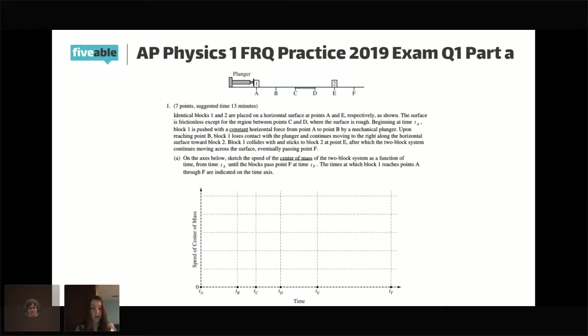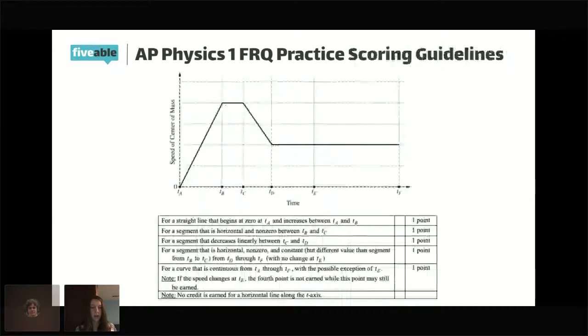If you could go back to the scoring guidelines. A lot of people, from the point where the two blocks collided, would decrease the speed and say that, during a collision, the speed's decreasing because it was an inelastic collision and you lose that kinetic energy. So it's inferred that you lose that speed.